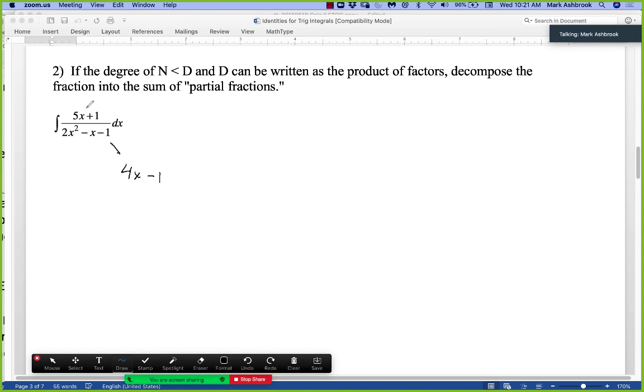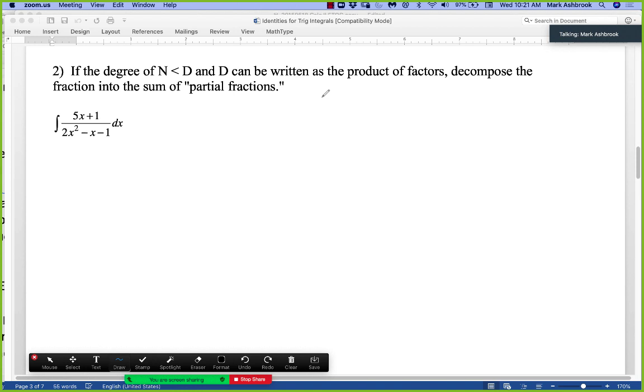So is this right here essentially the derivative of 4x minus 1? No, right? It doesn't match up. We can't multiply this by a constant multiple to get 5x plus 1. So undoing the chain rule is not going to work. Okay, so we need something else. And undoing the product rule, no, we don't want to do that. So we need something new here.